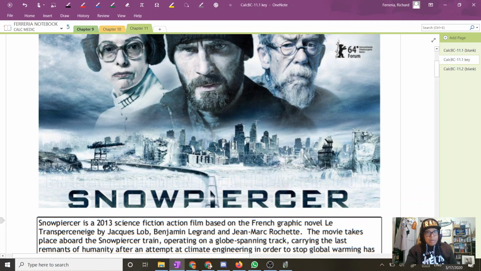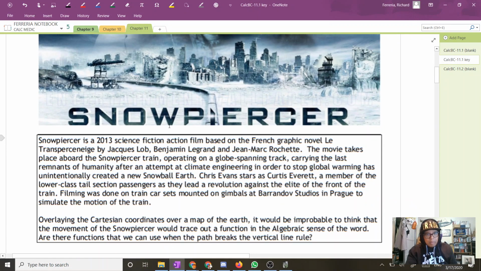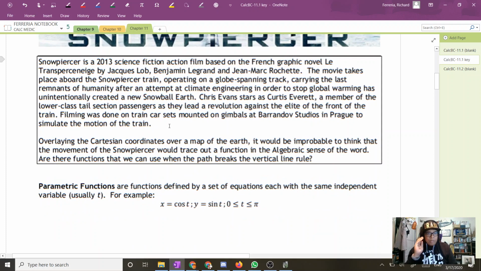So we've got Snowpiercer. You might recognize that. That's Captain America right there in the middle. But Snowpiercer, it's this 2013 science fiction movie. It's basically about a train which is carrying the remnants of humanity because of an experiment that turned the entire world frozen. So you see over here we got Snowball Earth, which is fun to consider. You got Chris Evans as a member of the lower class tail section, who's leading a revolution against the people in the front of the train, who are the wealthy people. So this is a movie about social revolution, really.